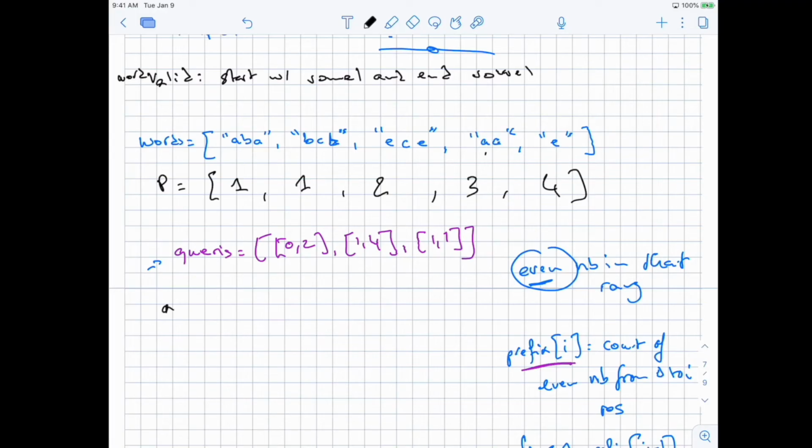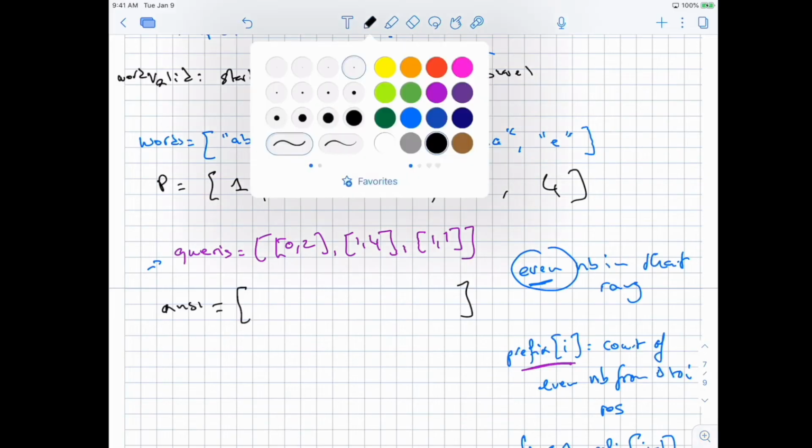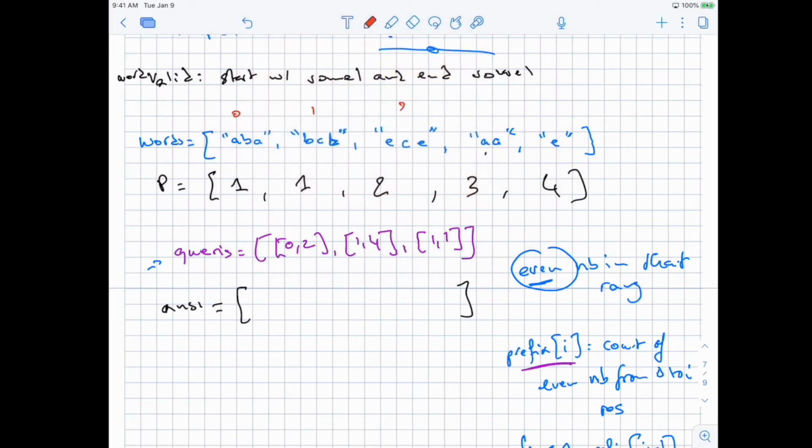Okay, so now to find the answers for the queries, what do we need to do? So the answer is going to be, let's do it. So first we do, let's take a look at this. So we have, let's actually add the indices. I think that will make it easier. 1, 2, 3, 4. So first, the range we are looking for is from 0 to 2. So that's this range here. And since it starts from 0, we can just take prefix of 2. What is prefix of 2? 0, 1, 2, 3, 4.